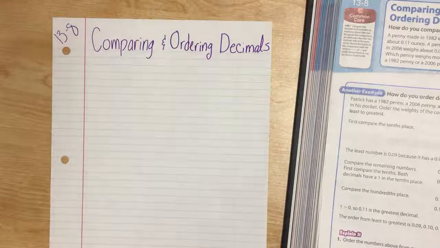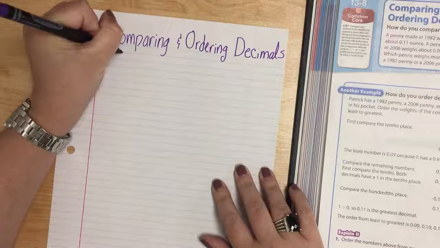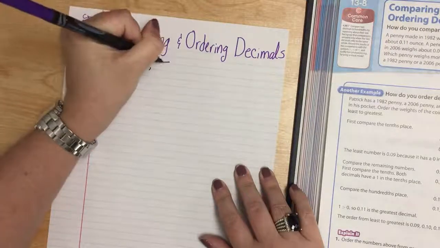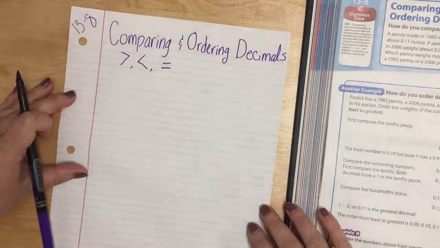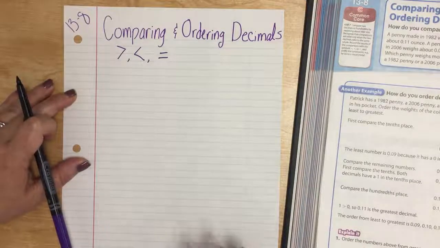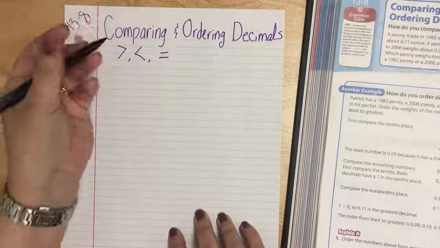So we all know what it means to compare and to order. Comparing and ordering is just using those fun little greedy gator signs that are like this. Okay? That's what we do when we're comparing things. Now, when we're doing decimals, it's good to review back over place value.